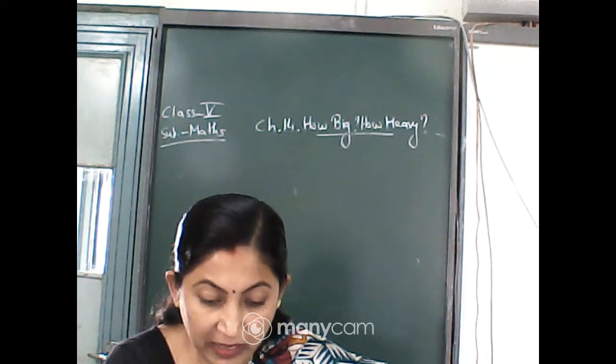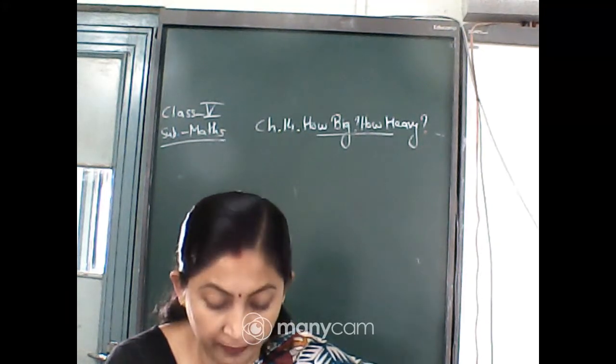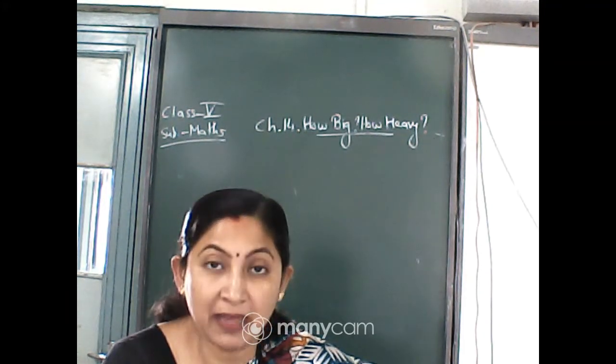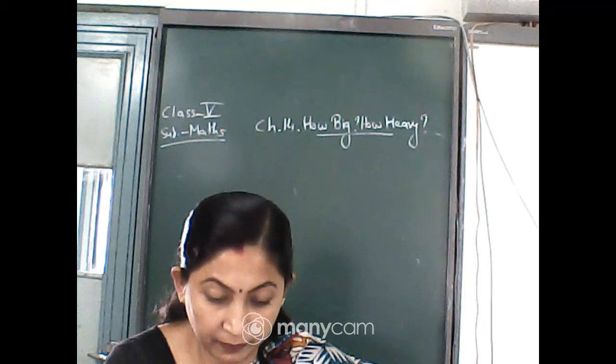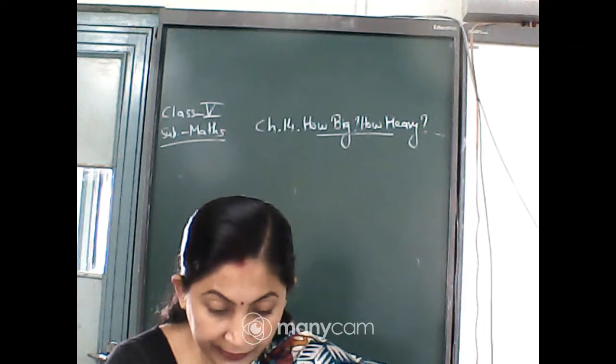Yes, you are writing 14 centimeter. It will be 14 centimeter. The breadth will be 14 centimeter. So, 18 is the length, 14 is the breadth. Write it down and then add.